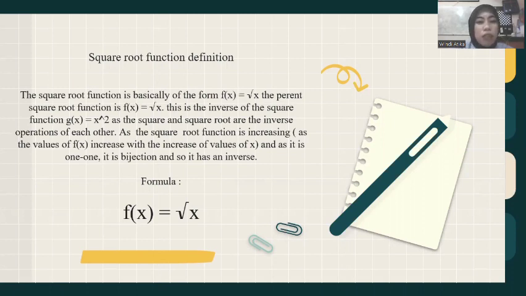This square root function increases as the values of x increase, and as it is one-to-one, it is a bijection, and so it has an inverse. The formula for the square root function is f(x) equals square root x.